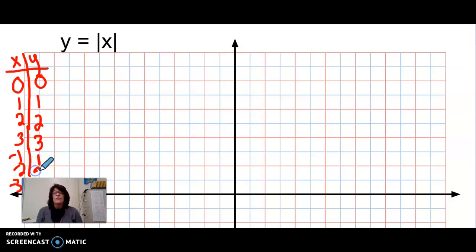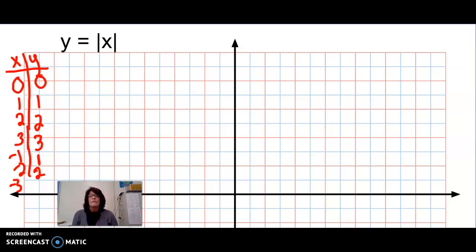Absolute value of -2 is 2. Absolute value of -3 is 3. And then I just plot these points and see if I notice any type of pattern. So I'll plot (0, 0), (1, 1), (2, 2), (3, 3). I know it's going to be (4, 4), (5, 5).